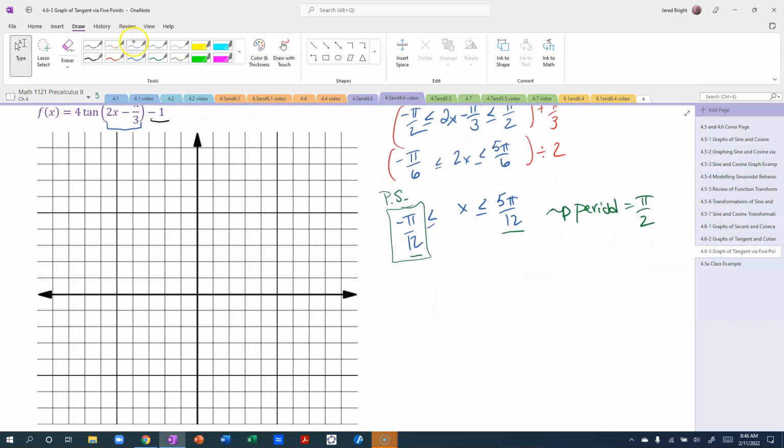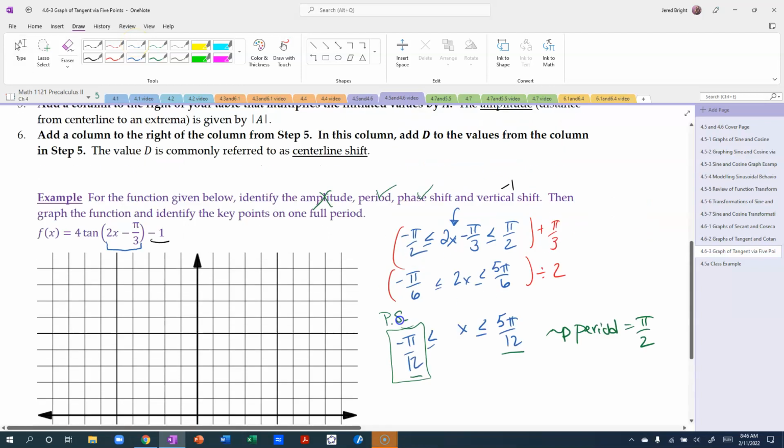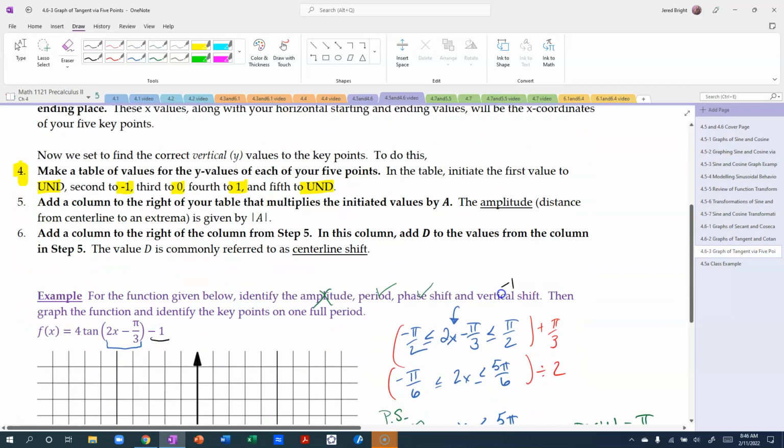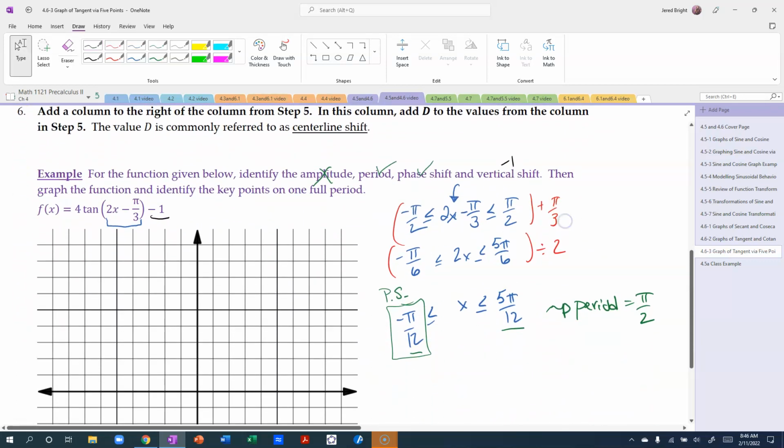Okay, next step, so I've done step 1, and I need to now do number 2, which is to divide the interval width, aka the period, into 4 pieces. So I get my increments, and that's going to be pi over 2 all over 4. Mathematically, you get pi over 8 at the end of that.